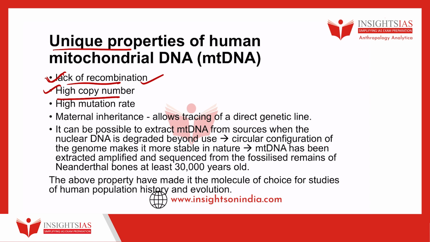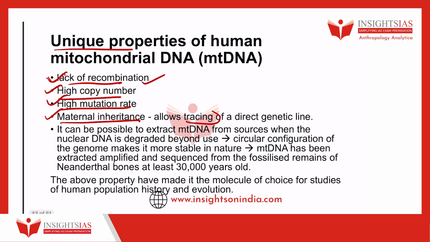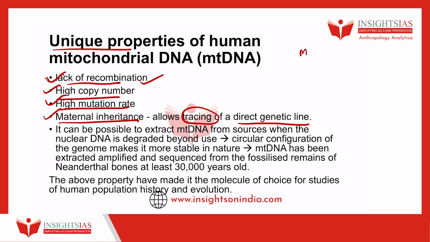Then, high copy number. It is present in hundreds and thousands of copies, and therefore, even if a few of them are lost, there is still enough for scientists to study. Then, high mutation rate. Unlike nuclear DNA, there is a high mutation rate. Fourth, maternal inheritance. This allows tracing of the direct genetic line. So the maternal line you can trace because it is only inherited from the mother. The children inherit the mitochondrial DNA from their mother.